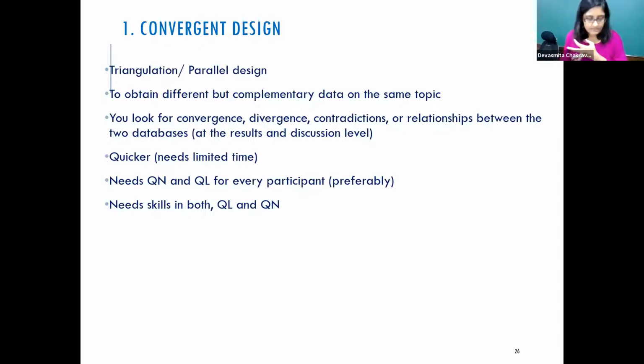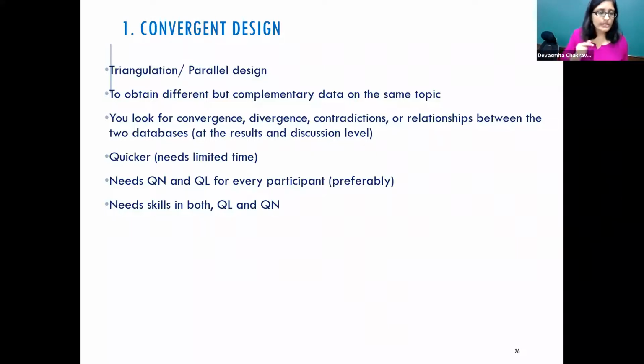We look for convergence, we look for divergence, we look for contradictions, we look for relationship between the two databases. So we don't go assuming that the two results are going to be the same. They can be different. And that is why we want a mixed methods approach. If we only had a qualitative approach, we'll find some result. Only quant, some result. But the mixing tells us whether the two results are the same or they are not the same.